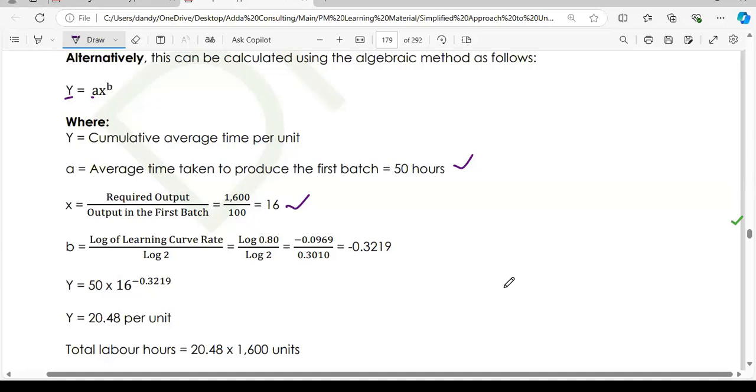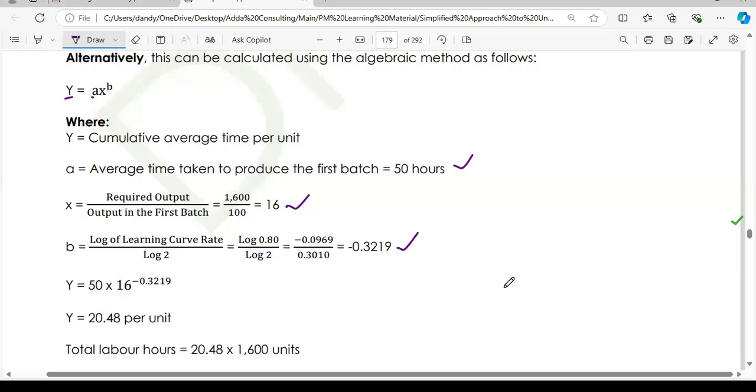Then log 2 is the same thing. Press 2, then press the log button. It will give you 0.3010. So when you divide it, it will give you minus 0.329.